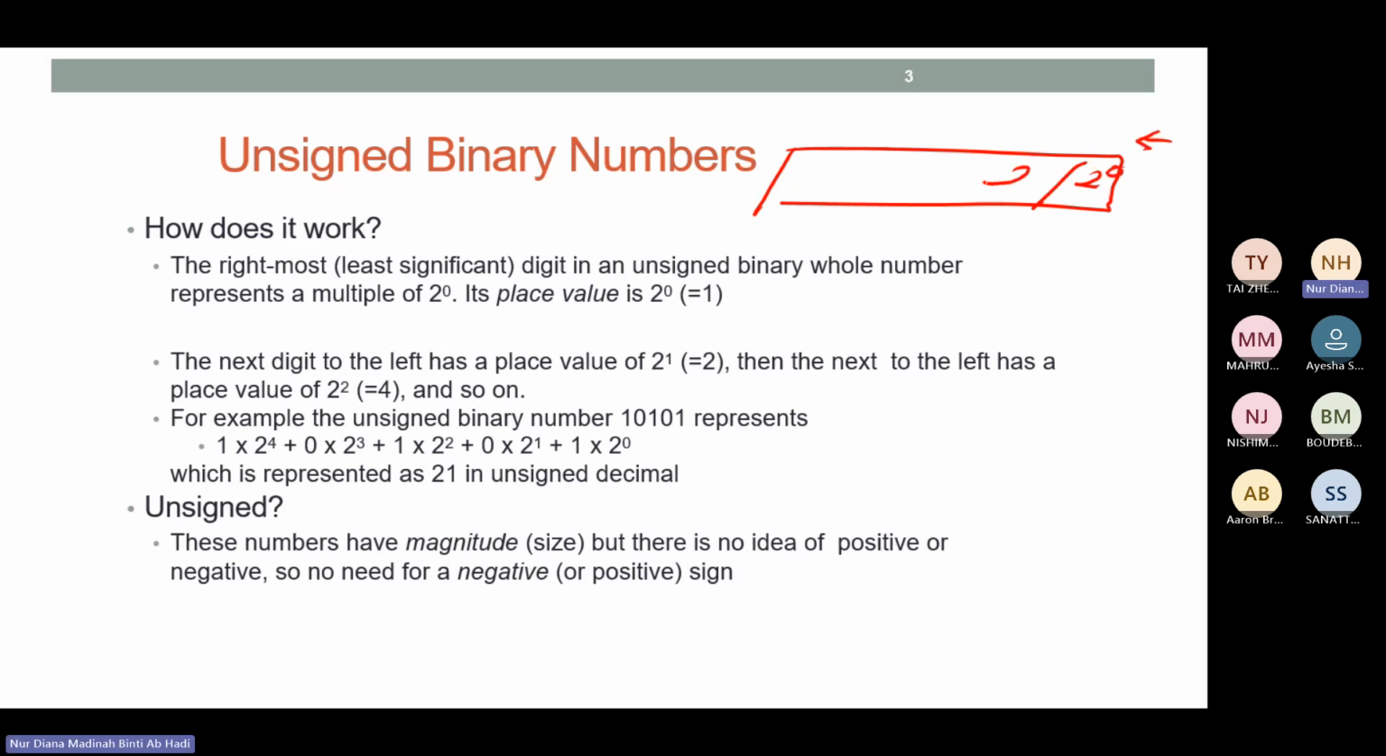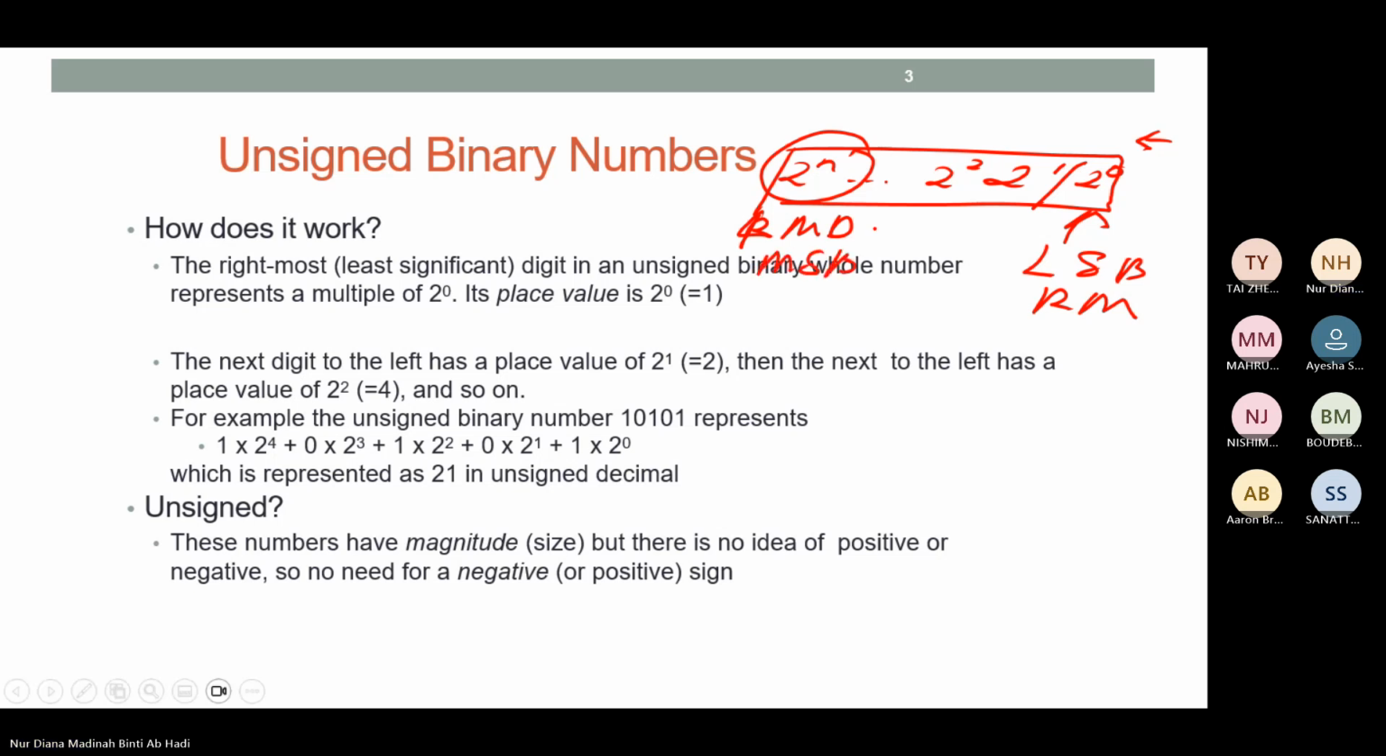Am I right? And then we have 2 to the power of 1, 2 to the power of 2, and 2 to the power of n. So this one is the first one, which is your least significant bit, your rightmost. And this one, 2 to the power of n, would be your leftmost digit, and it becomes your most significant bit. So far, do you have any question?